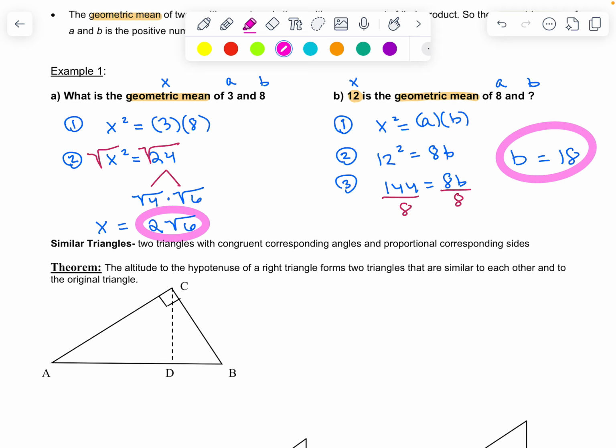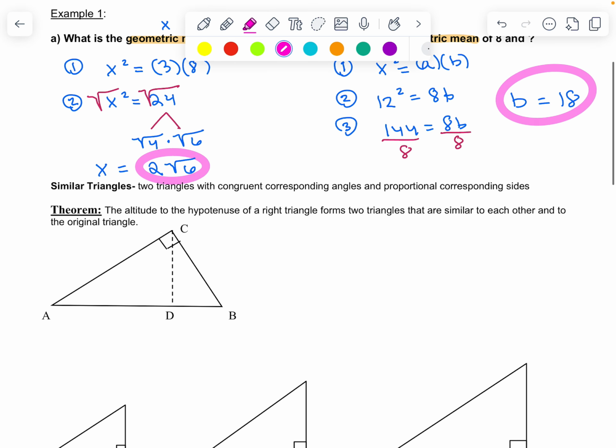Okay, so we learned some geometric mean because we're going to apply this to similar right triangles. So just to review, remember similar triangles are two triangles with congruent corresponding angles and proportional corresponding sides. Remember with similarity, it's just a little different than congruence. The angles are congruent, but the sides are proportional.